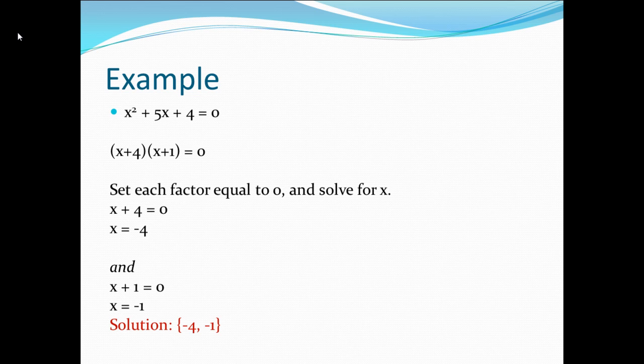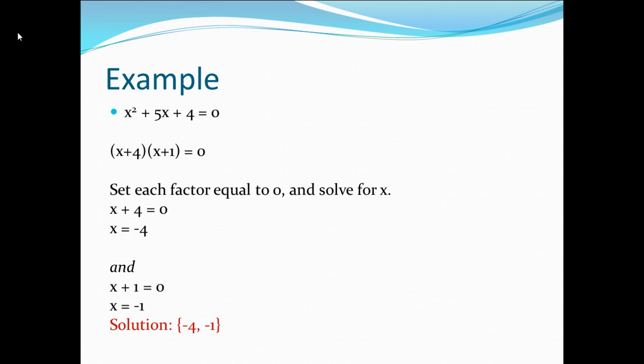Since the sign in front of the 4 is a positive, I know that the signs in my binomials will be the same. Since the sign in front of the 5x is a positive, I know that the signs in my binomials will both be positives. Then I need to look for factors of 4 that sum to give me a 5. Well, 2 and 2 give me 4, and that's not right. So I need to look at 4 and 1. And it turns out that 4 plus 1 is 5. So my quadratic will factor into the binomials x plus 4 times x plus 1, and that's set equal to 0.